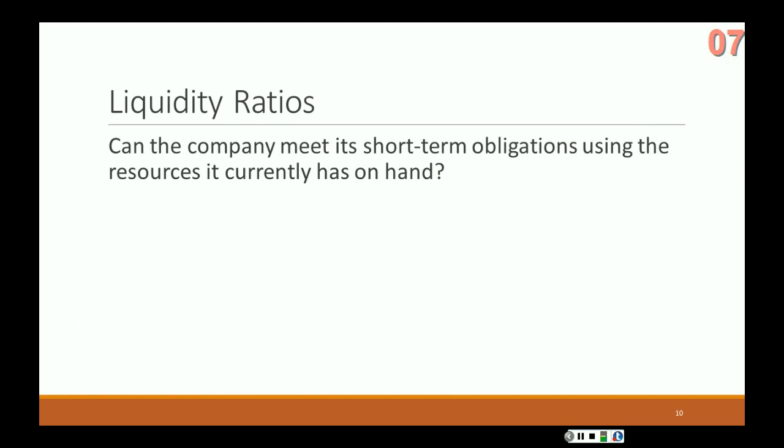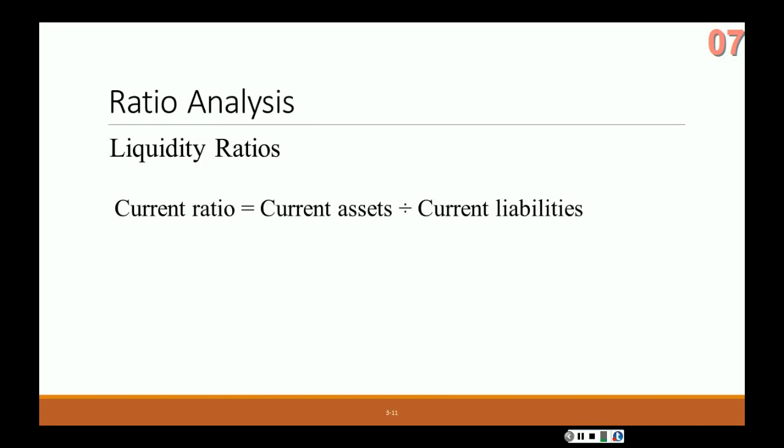The first type of ratio that we're going to look at is a liquidity ratio. Liquidity ratios ask if the company can meet its short-term obligations using the resources that it currently has on hand. The first liquidity ratio that we'll use is the current ratio, and that's defined as current assets over current liabilities.